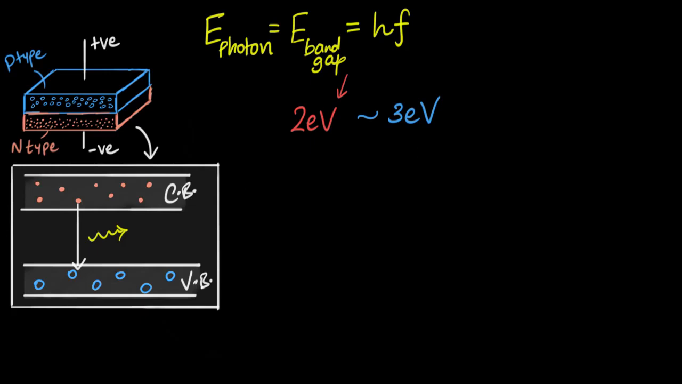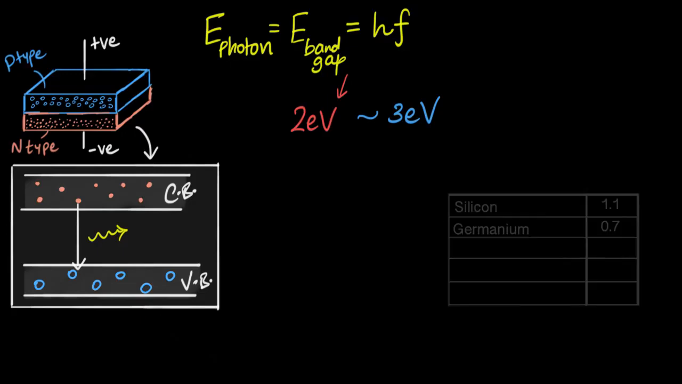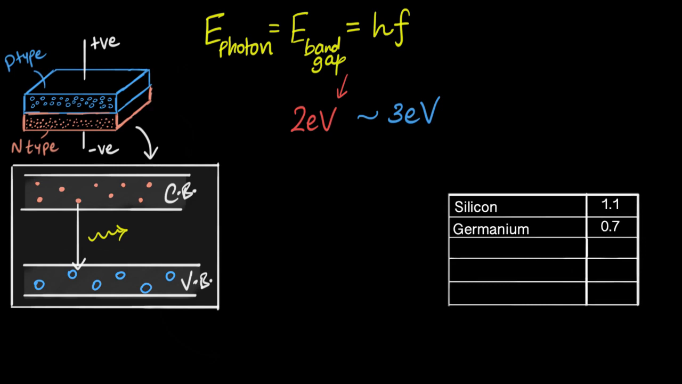Okay, now let's look at the band gaps of the semiconductors that we already know. We know about two semiconductors, silicon and germanium. Let's look at their band gaps. It turns out silicon has a band gap of about 1.1 electron volts and germanium about 0.7 electron volts. Now, can you pause the video and think about why we don't use silicon or germanium to build our LEDs? Pause and think a little bit about this.